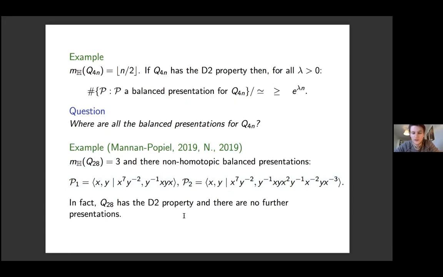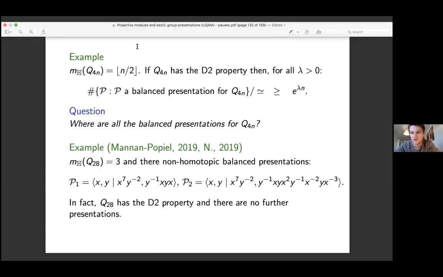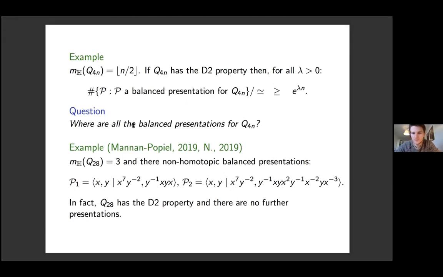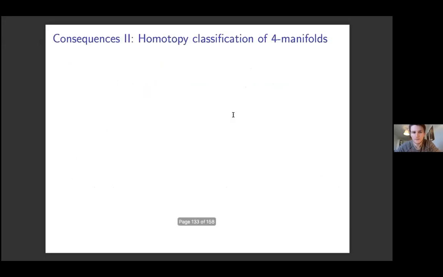Okay, but this still leaves open the case of n larger. So do these balanced presentations actually exist? It's a strange thing that comes out of the theorem. Okay, and of course this is a potential way, and partly the point perhaps, to find a counterexample to the D2 problem. So can these things actually exist? If they can't, then you've proven that Q4n does not have the D2 property, and you found a counterexample to the D2 problem.